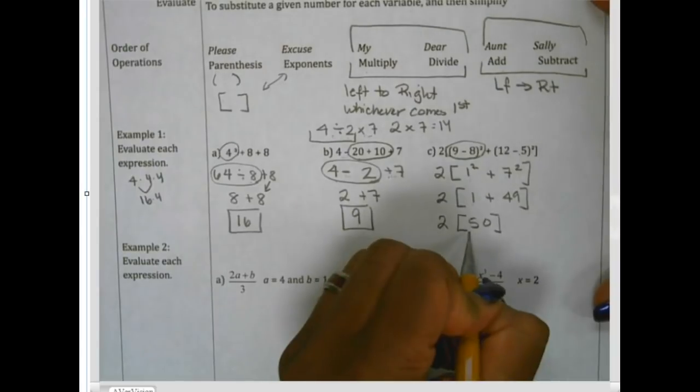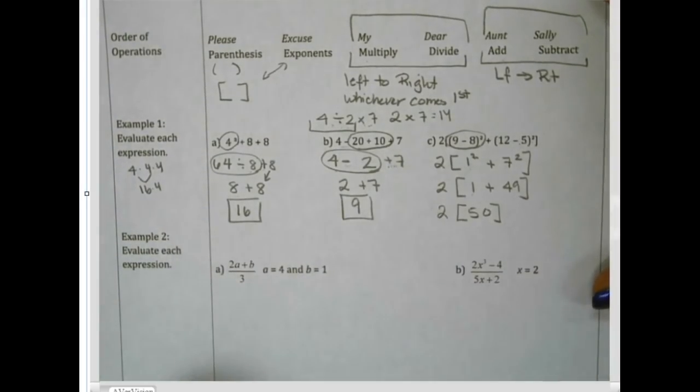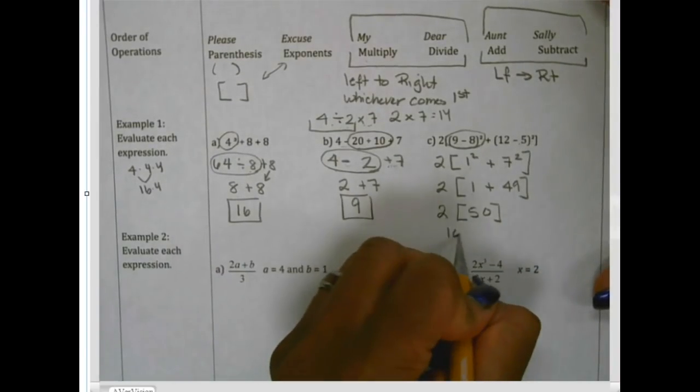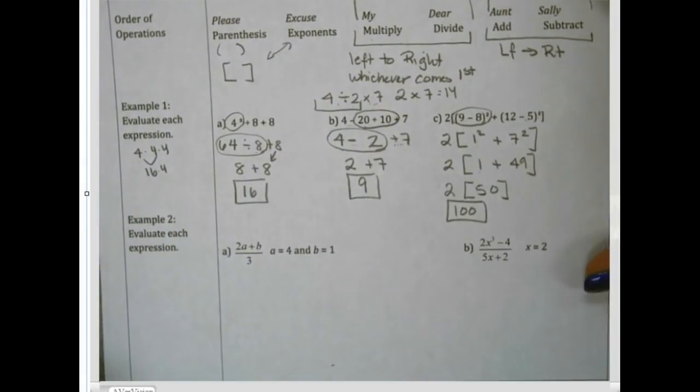And whenever I have a number that's right next to the grouping symbol, whether it be parentheses, the most popular one, or brackets, I'm going to multiply. So that's going to give me 100. You like it? I love it.